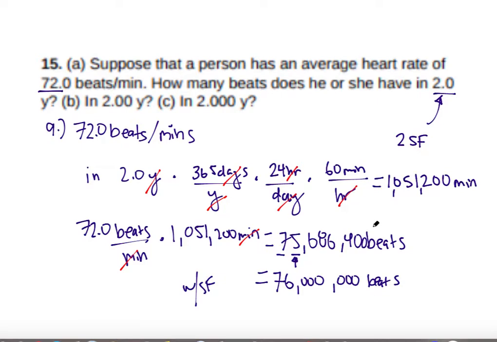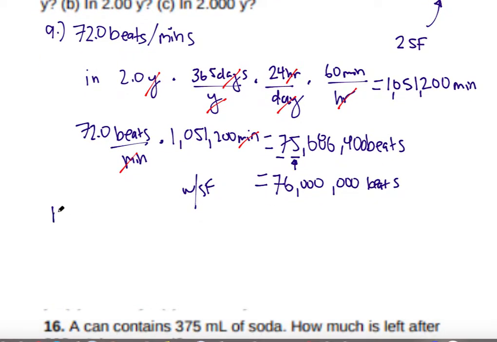So I'll do the same thing for part B. Part B says, what about in 2.00 years? So I can actually use this exact same number. I'm just going to round it to a different spot. So instead of 75,686,400, I'm going to round to the third significant figure spot.